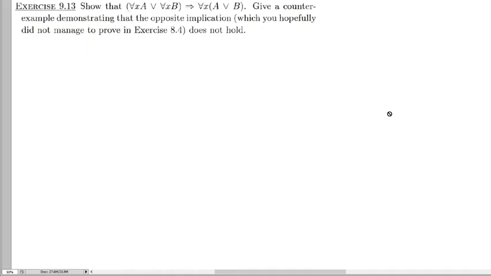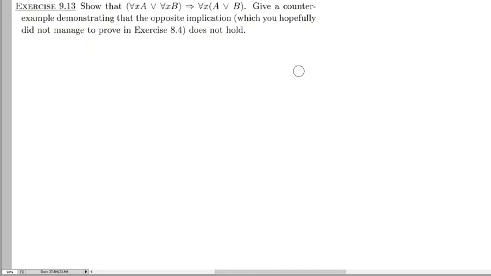In exercise 9.13, we are going to show that for all x (A or B) is a logical consequence of (for all x A) or (for all x B). And then we are going to give a counterexample demonstrating that the opposite implication, so that this is a logical consequence of this, is not true, so it doesn't hold.